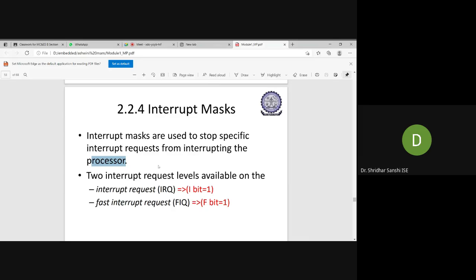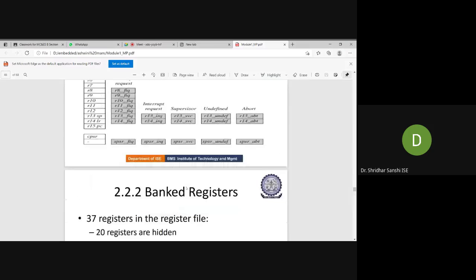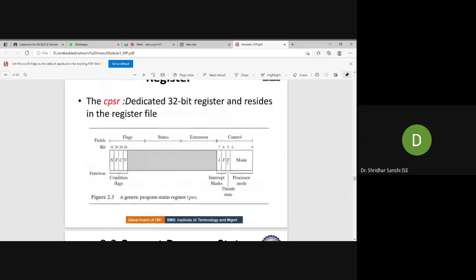So we have two types of interrupt masks. One is interrupt request, IRQ. If it is set, it means that this type of interrupt request is not allowed to stop the execution of the processor. And another one is fast interrupt request, which corresponds to the F bit. Here it is there in the control field.